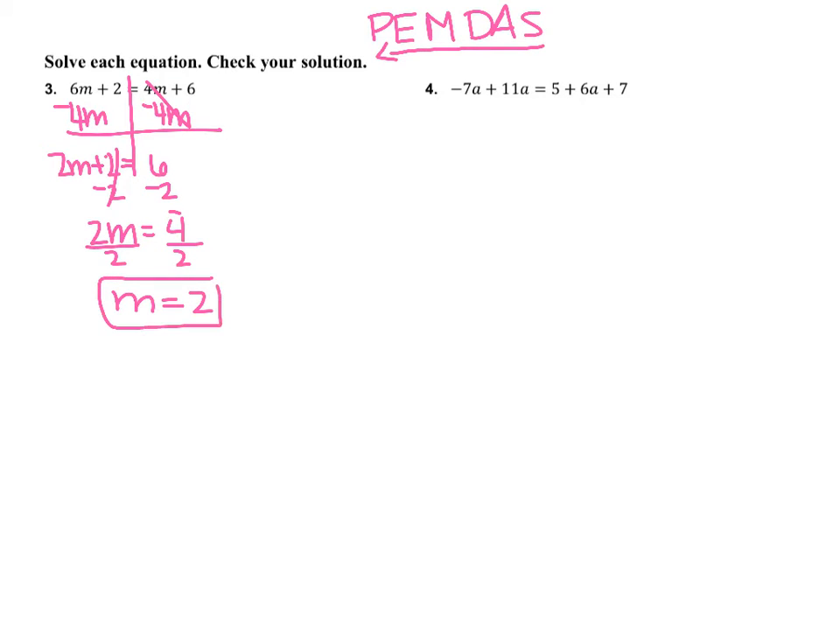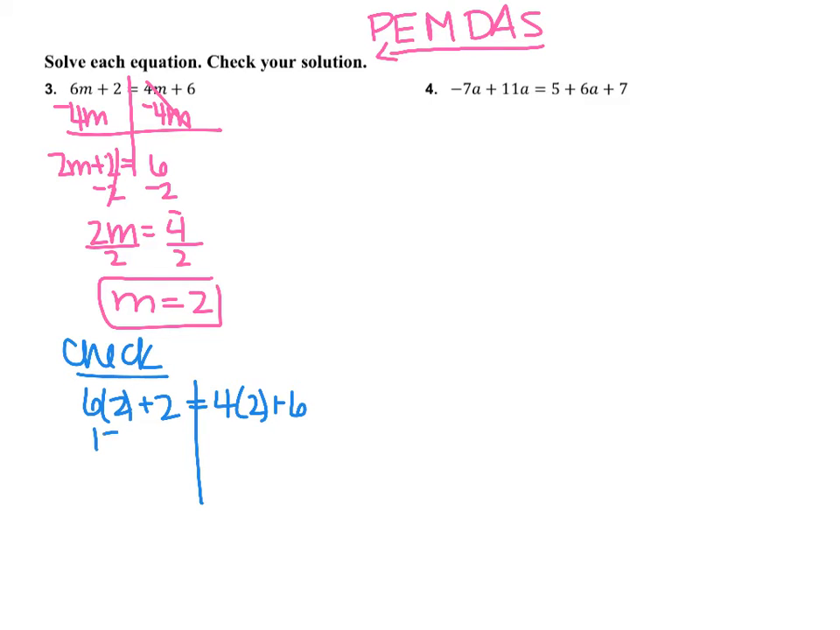How could I check that? Because it does tell me to check my solution. So if I check that, that would mean plugging 2 back in for m and making sure my sides are actually the same. So is 6 times 2 plus 2 actually the same as 4 times 2 plus 6? The big thing when we're checking to remember is we never want to actually do any of those solving steps. I never want to do the opposite. Right? I just want to see if it's true or not.